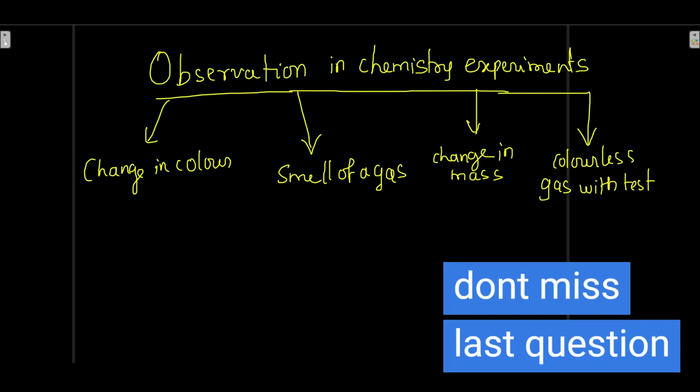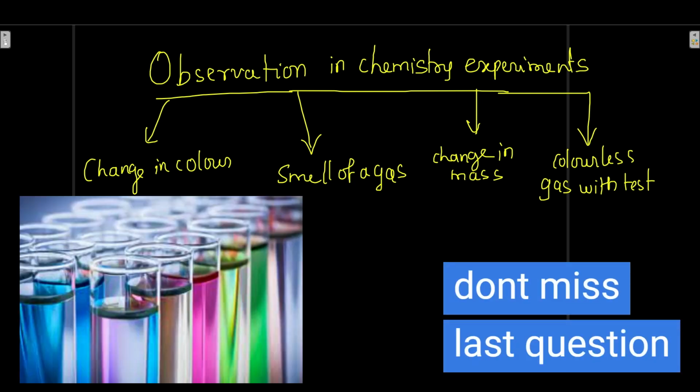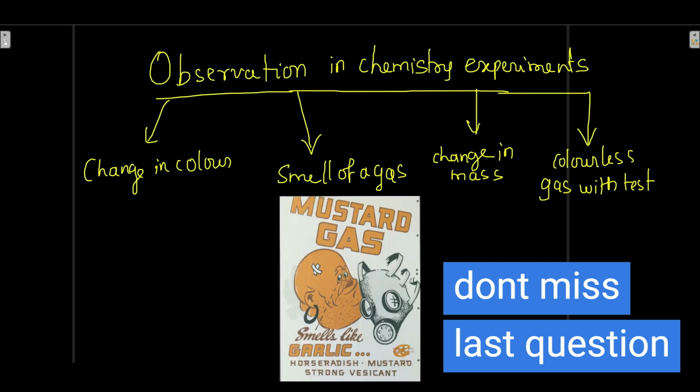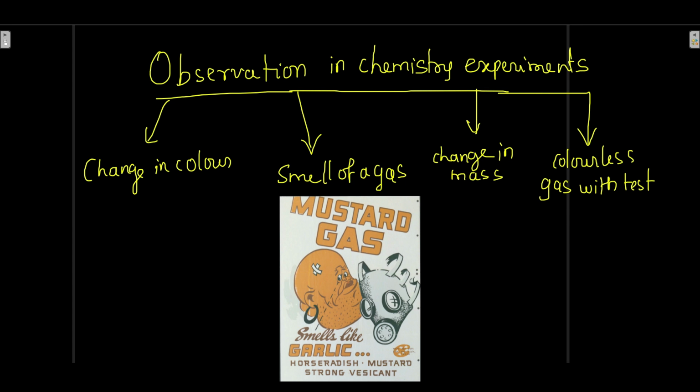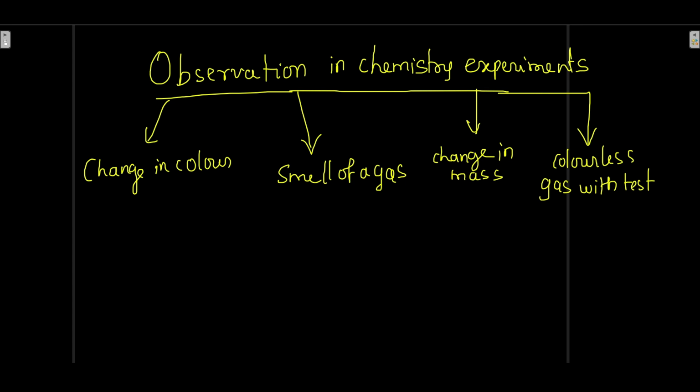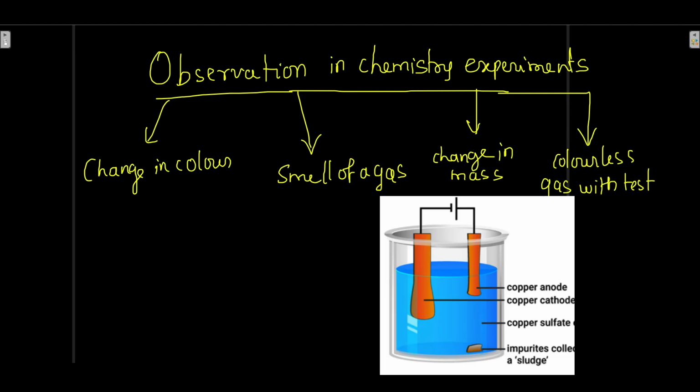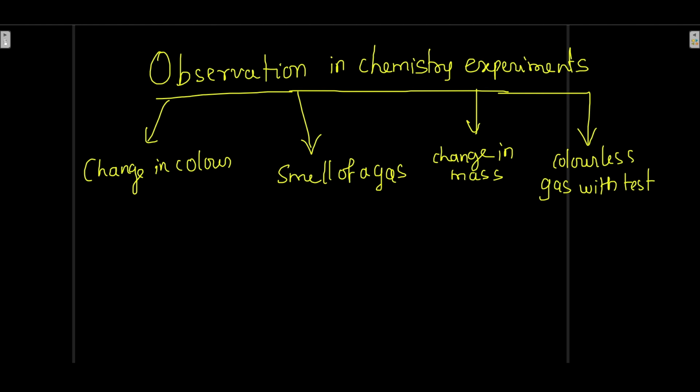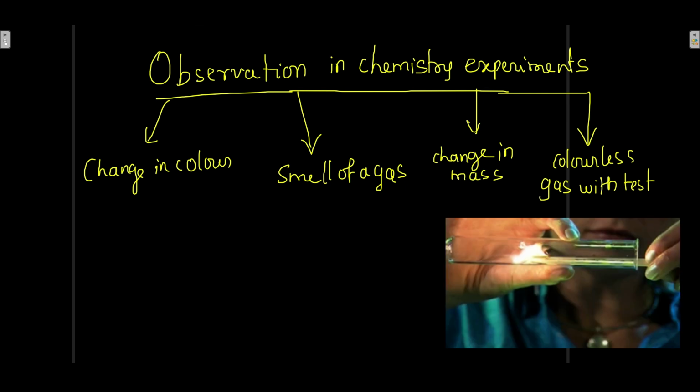Observation in chemistry experiments. Usually it will be change in color like white to blue, blue to white, etc. Smell of a gas released. It may be pungent odor, rotten egg smell, fruity smell, etc. Change in the mass, especially in case of electrolysis, increase in the mass of cathode, decrease in the mass of anode, we observe this. Colorless gas sometimes will release, for example, hydrogen, oxygen. For that, you have to write the test.